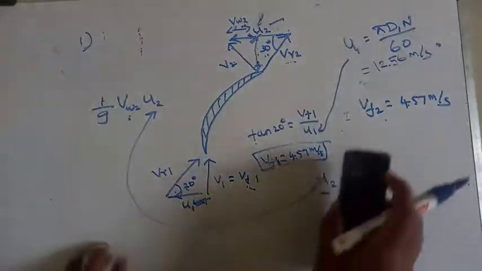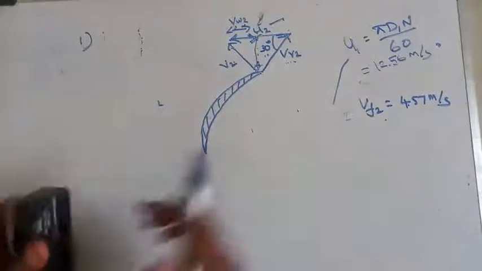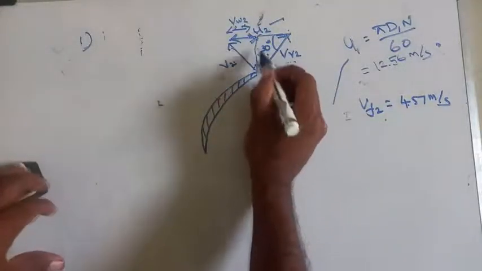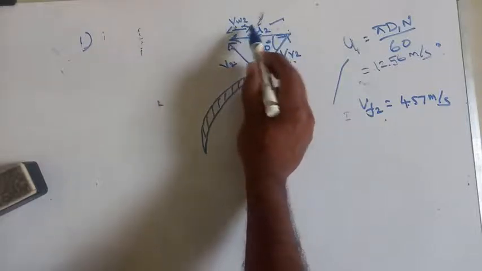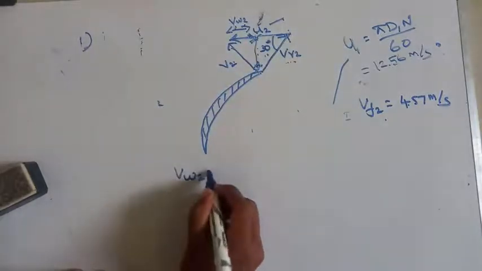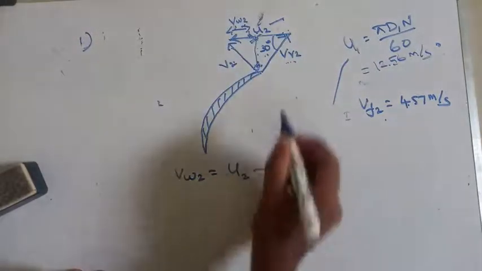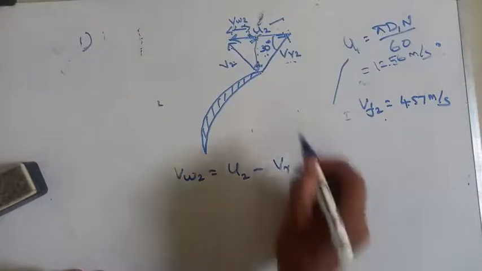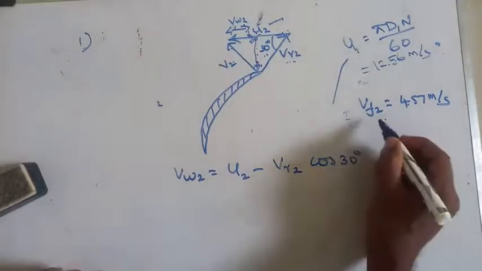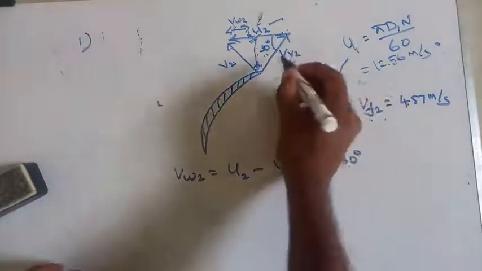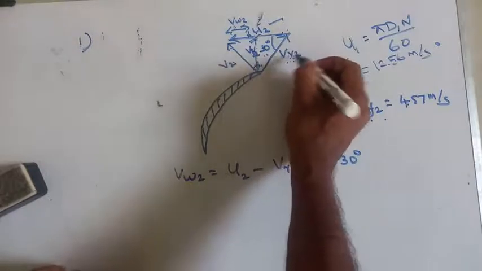So what we need now is this diagram itself. We know VF2. This value, the total value, we know. By using this, we have to calculate VW2. I know VW2 is nothing but total U2 minus VR2 times cos 30. I know VF2, but I don't know VR2.